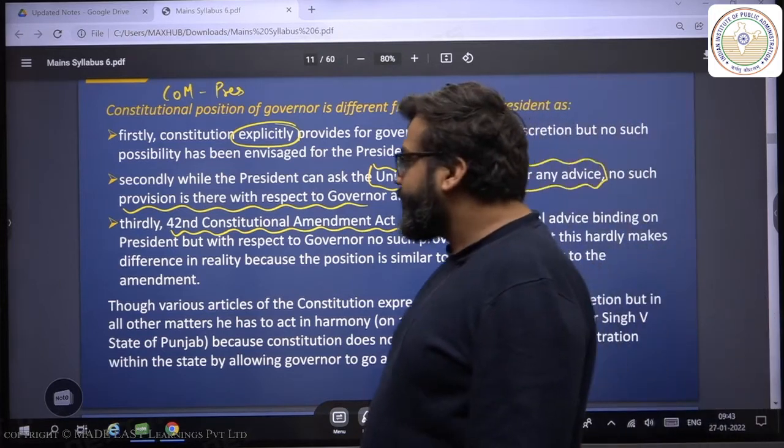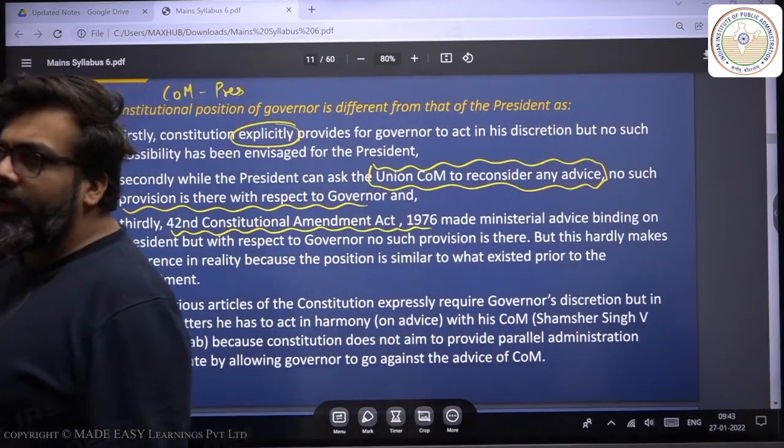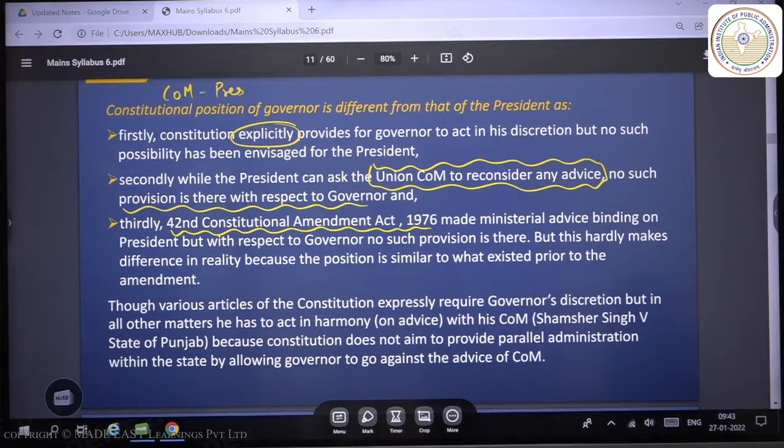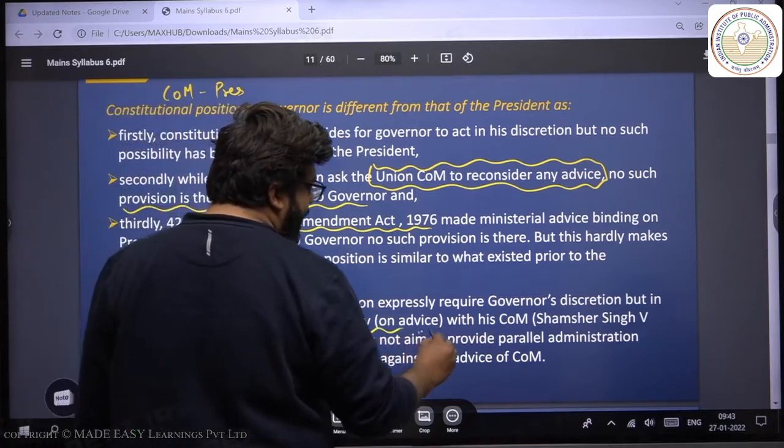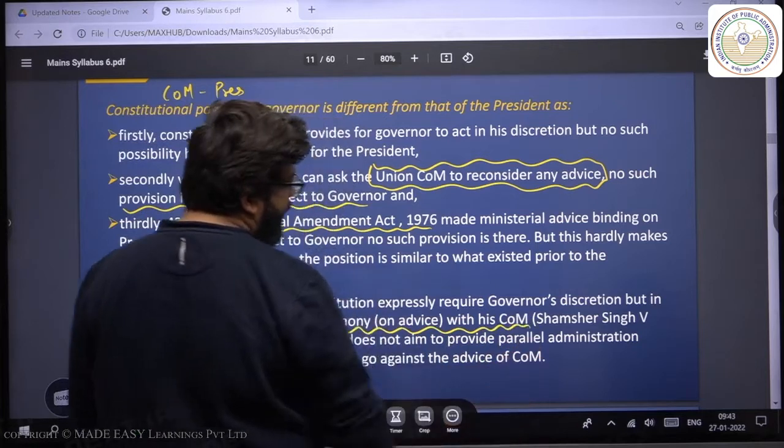Now, through various articles of the constitution, you're able to understand that there is an express discretion of the governor which is required, but in most cases, in a lot of other matters, except where you don't require discretion, the governor has to act in harmony on advice with the Council of Ministers.